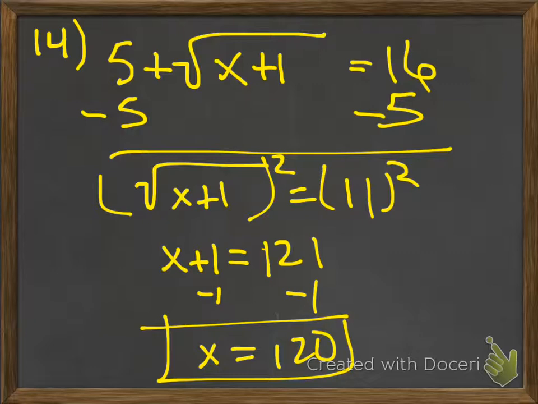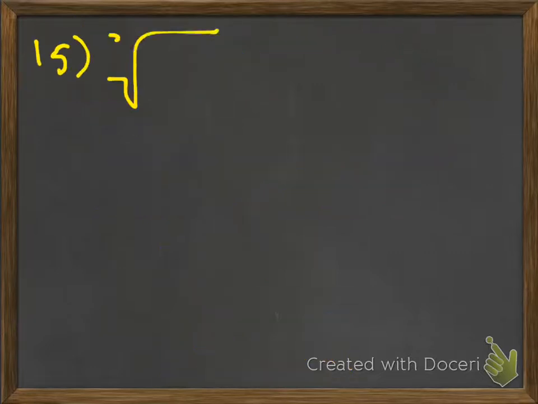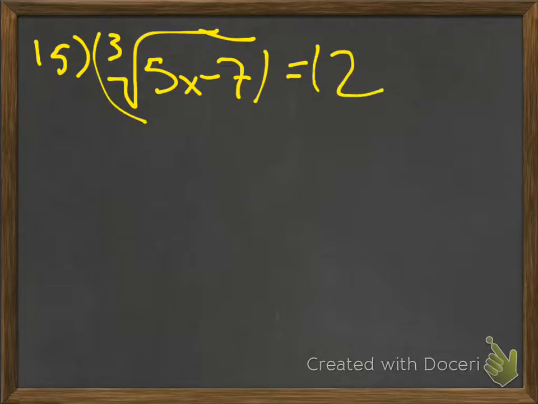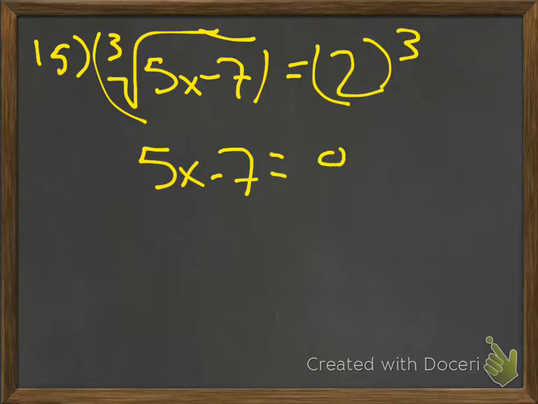So most of these problems aren't that difficult. I think all you got to do is make sure you pay attention to simplifying the radical. Like on number 15, I had to divide by 7. So when I did 14 divided by 7, because there was a 7 in the very front, I ended up with the cube root of 5x minus 7 equals 2. Then I needed to cube 2 to get rid of the radical, and then I add 7 and divide by 5 to get x equals 3.